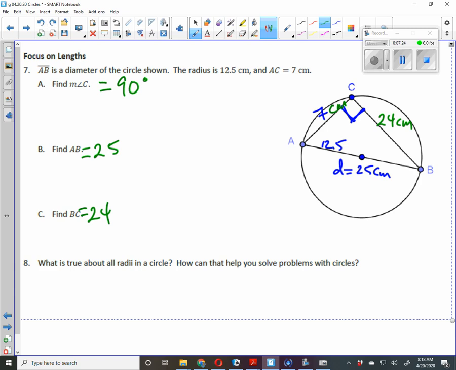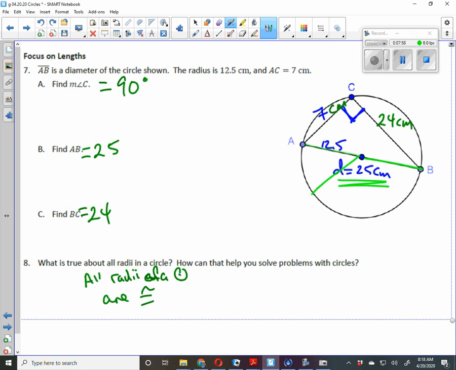Number 8 says, what is true about all the radii of a circle? All radii of a circle are congruent. How can that help you solve problems with circles? Well, clearly this problem that we just worked, if that's 12.5 and that's 12.5, that gave me my diameter. So any radius that's drawn in here, we know is going to be 12.5. That may help in terms of this distance at some point also.